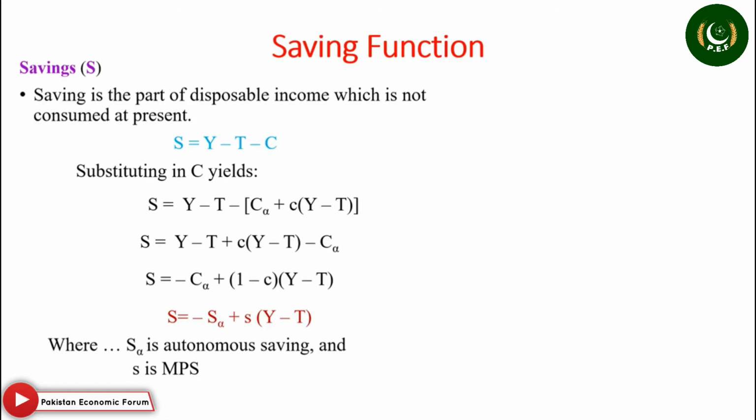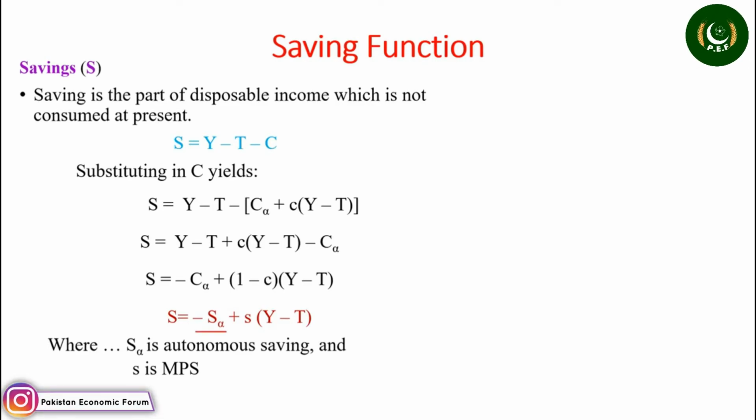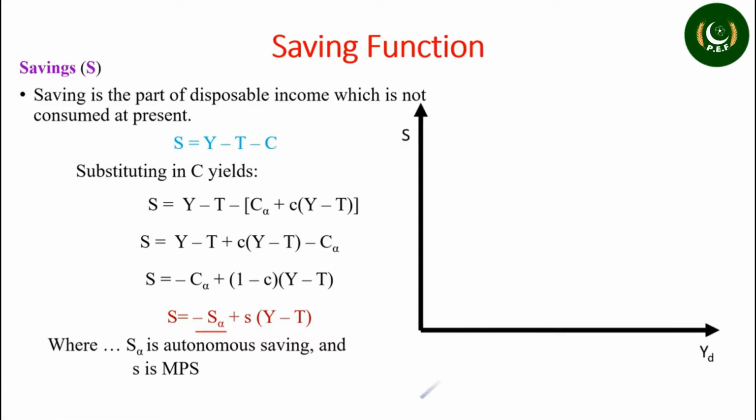As we know that at zero income we have to make some expenditures. So we finance those expenditures from past savings. This is why we have a negative sign. The small s is MPS, that is the marginal propensity to save, which is the change in saving due to 1 unit change in income.